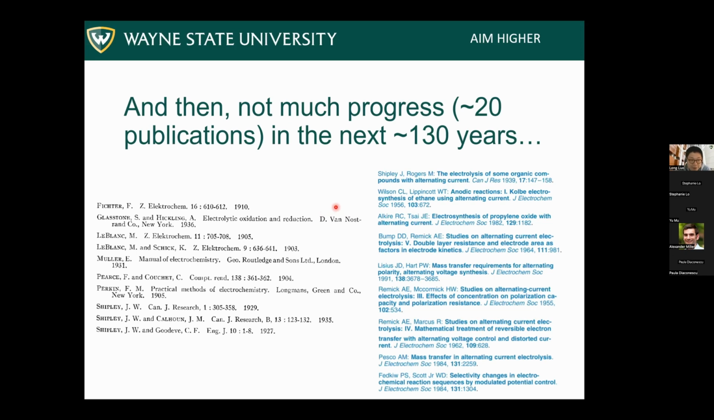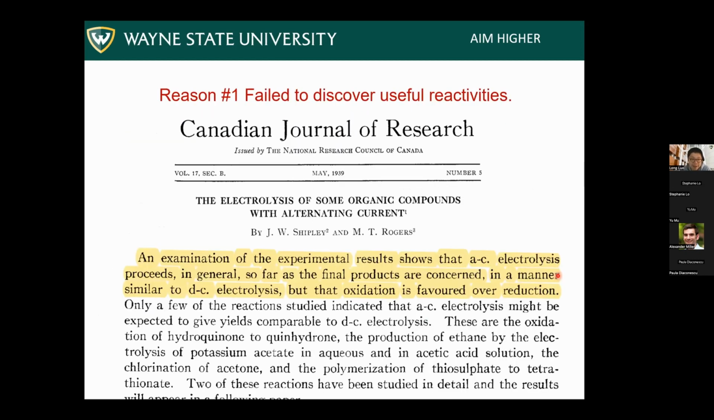I did some literature search. It turns out there were probably about 20 publications before we started, and a lot of them were in German. In the 50s to 80s, there are some papers out there, but not much. So why? It seems that AC is a very natural transition from DC. Why are not many people using AC for organic synthesis? So, I did some analysis and realized there are probably two main reasons.